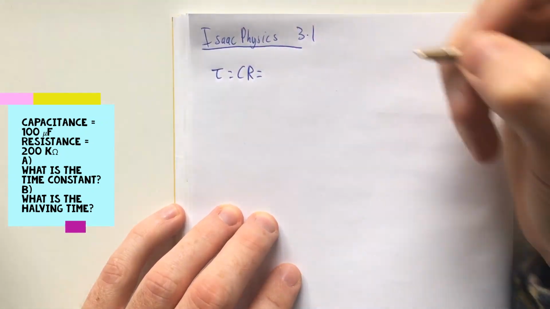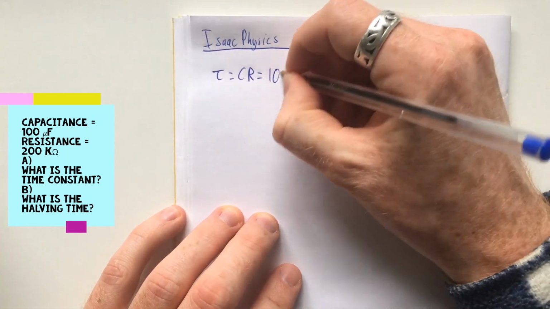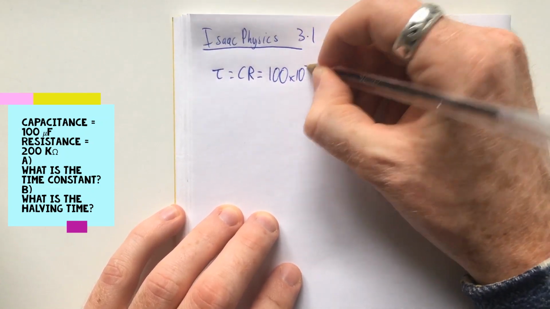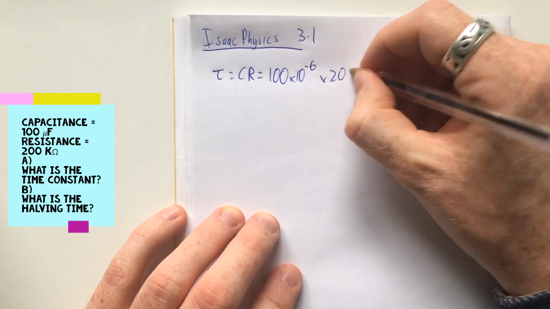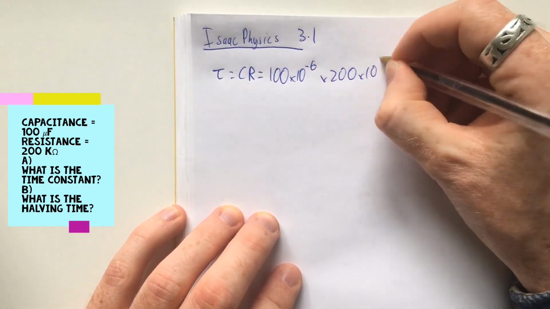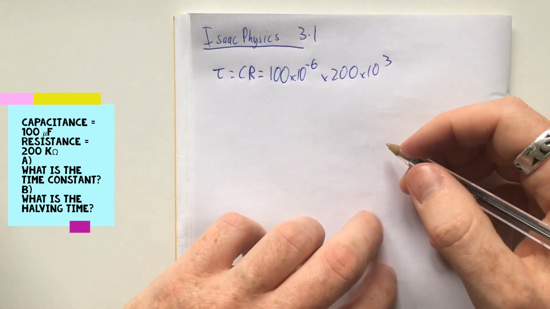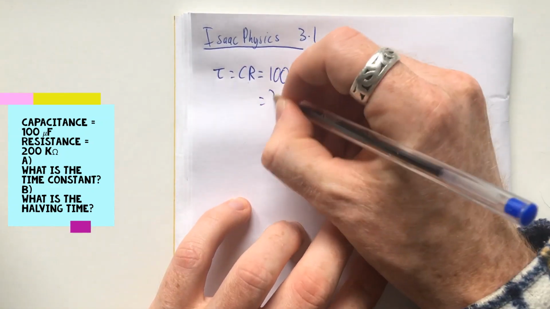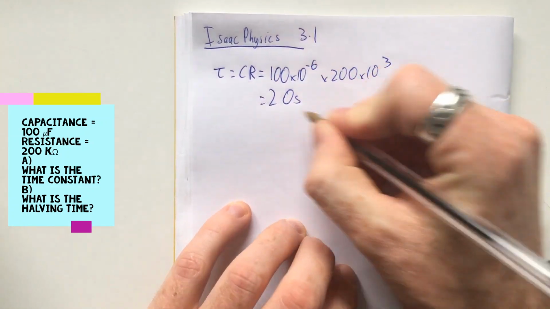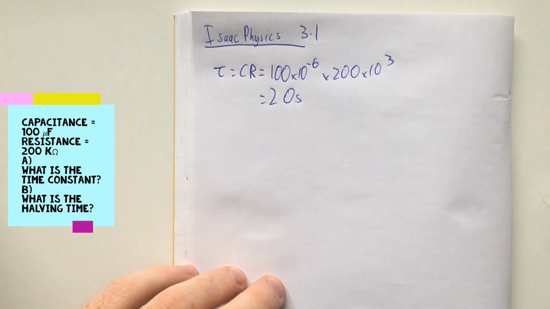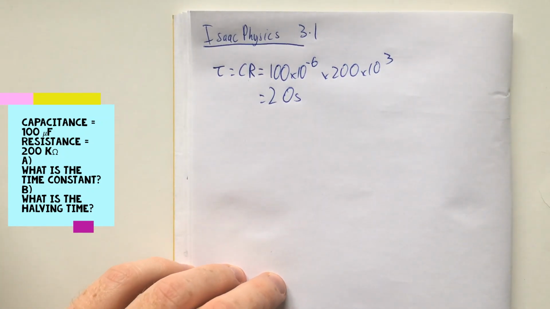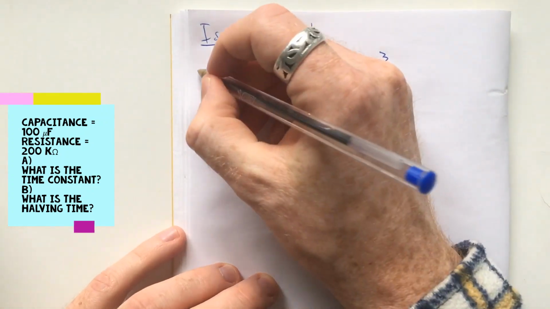So I'm just going to stick in the C value of 100 microfarads, so times 10 to the minus 6, times the resistance, which is 200 kiloohms. That gives me a value of 20 seconds. So it takes 20 seconds to get to 37% of its initial value for the voltage or the current or the charge. That's part A.